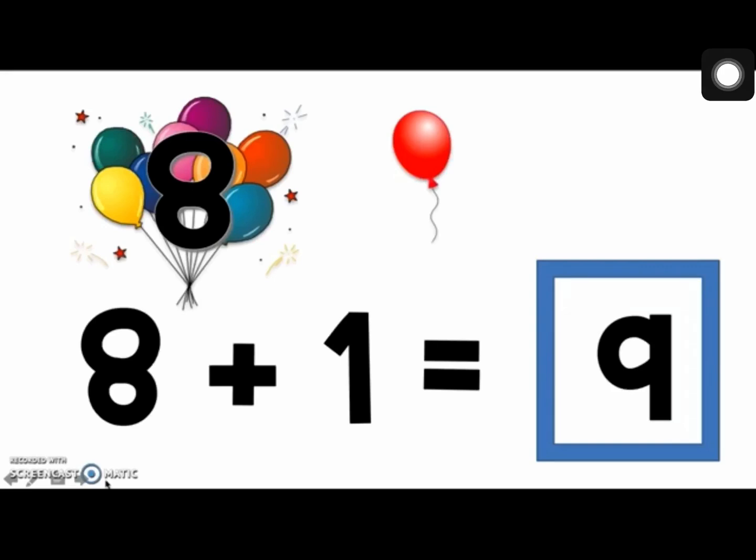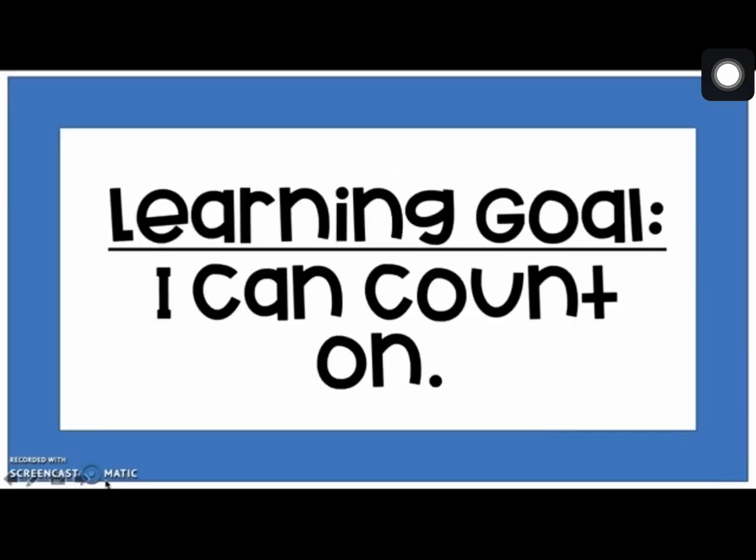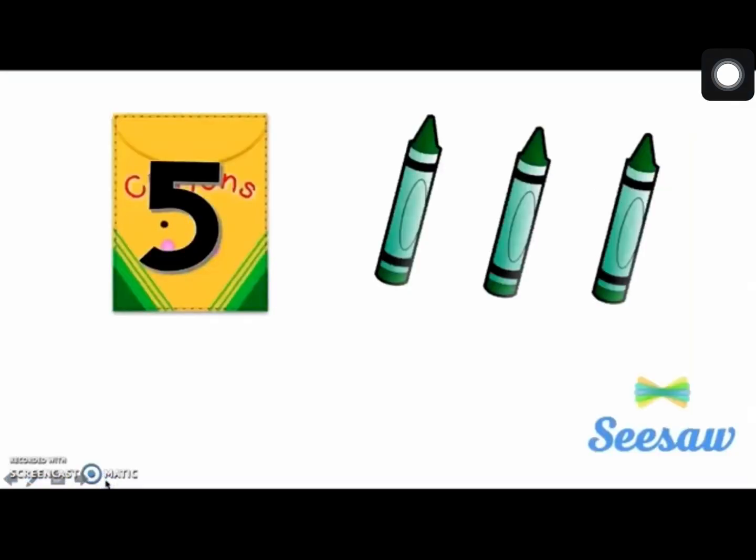8, 9. Perfect. Our learning goal for today says, I can count on. I know that we're counting on with pretty small numbers, but if you practice saying the big number first and then counting on the small number, it's going to help you as we get into larger and larger numbers. Okay, it's your turn. This is what I would like you to do.